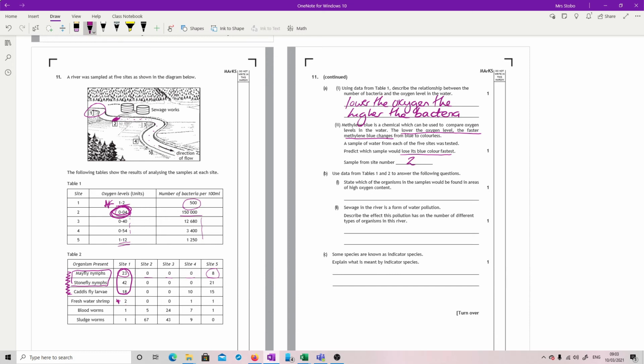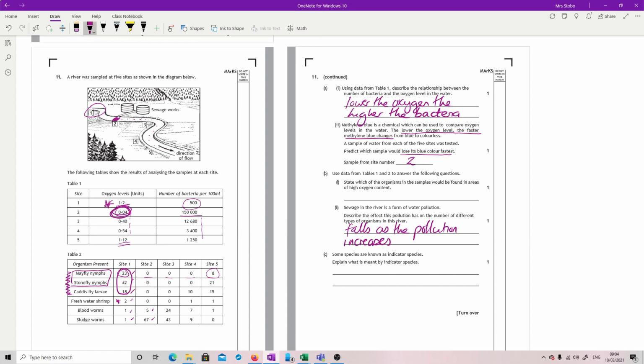Sewage in the river is a form of water pollution. Describe the effect this pollution has on the number of different types of organisms. Site 1, 1, 2, 3, 4, 5, 6 different organisms. Site 2, when you just dumped in the water pollution, 2. So what's happened in the number of organisms? The number of different types falls as the pollution increases.